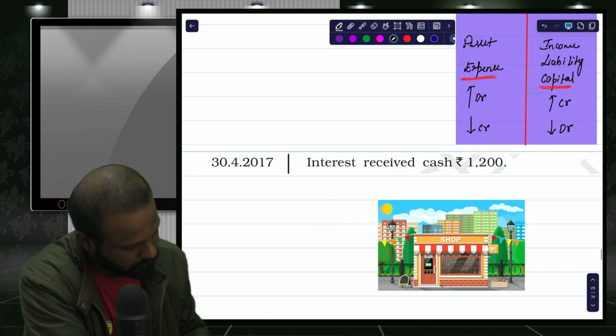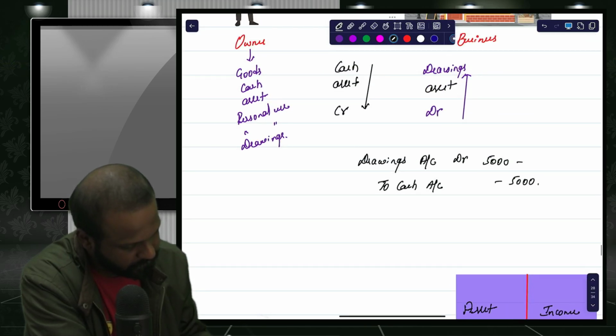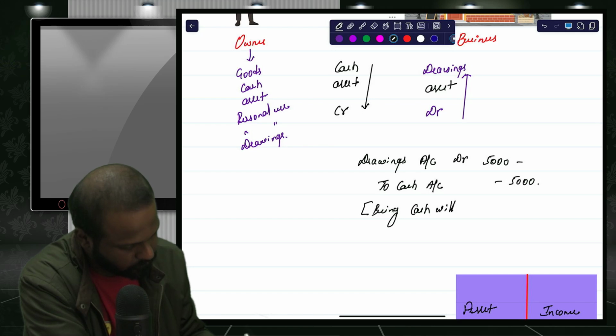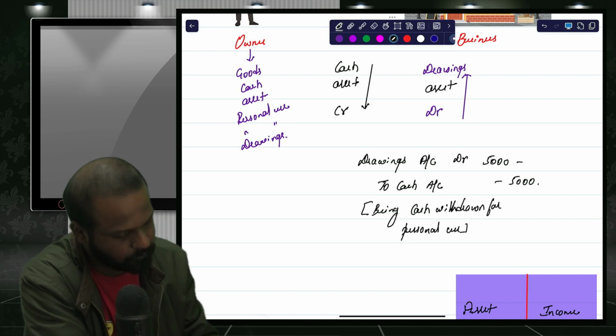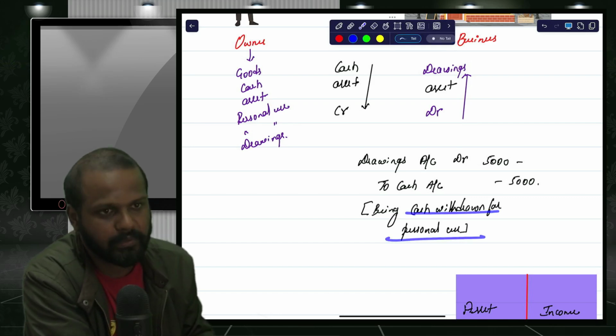Narration for previous transaction: Being cash withdrawn for personal use.